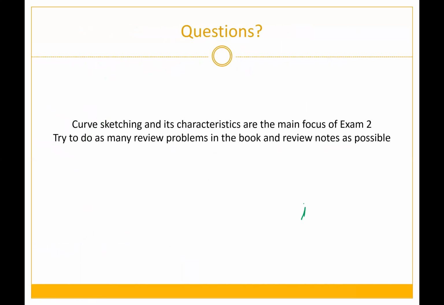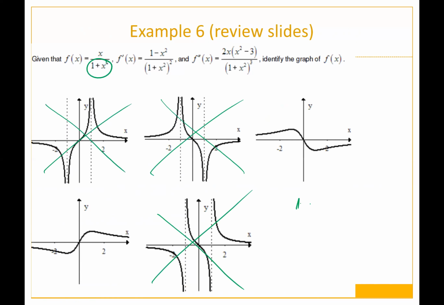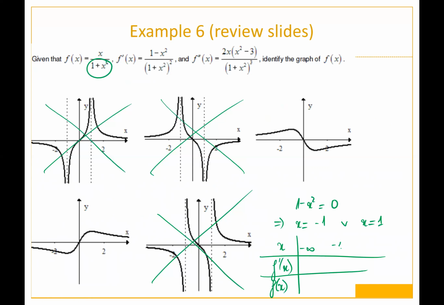You try to solve 1 minus x squared equal to 0, and you get x equal to -1 and x equal to 1. Those are the two special points where you should find some maximum or minimum. If you think about it, you have x, f prime of x, and then f(x). It's continuous everywhere, so the intervals are -infinity to -1, -1 to 1, and then 1 to infinity. There's no discontinuity anywhere.